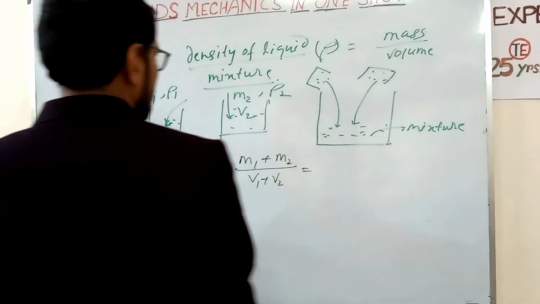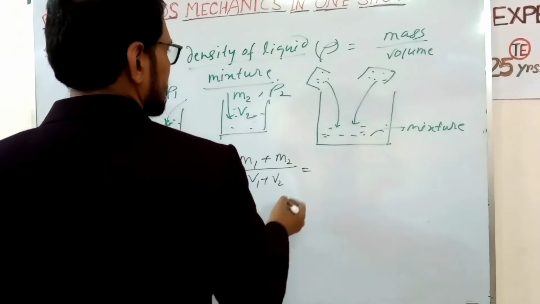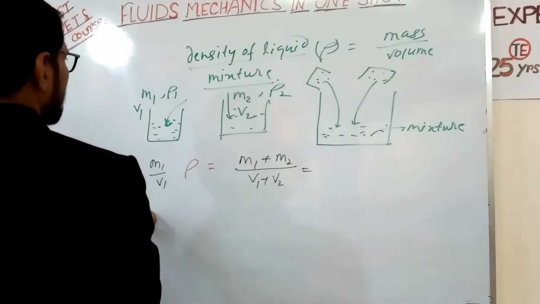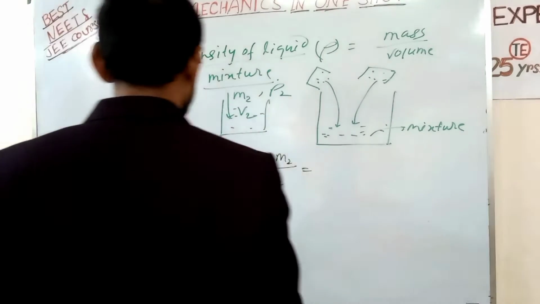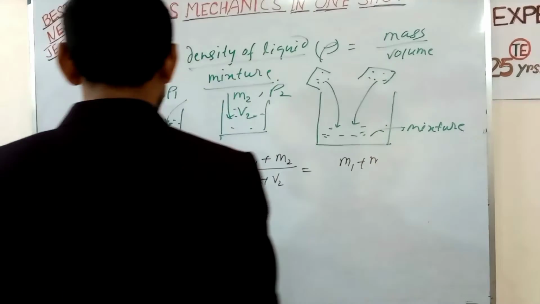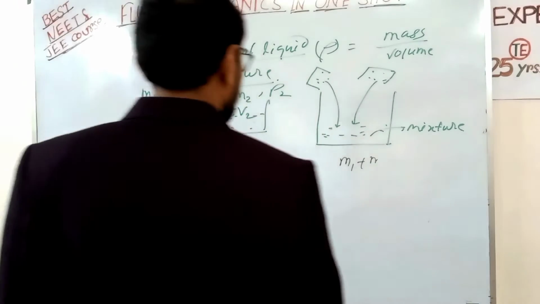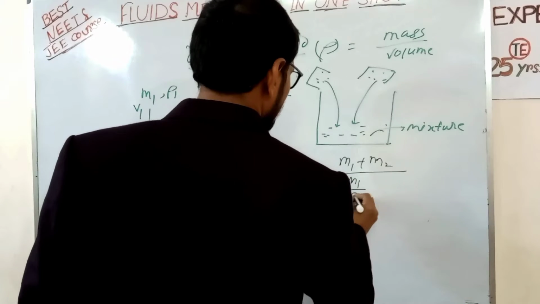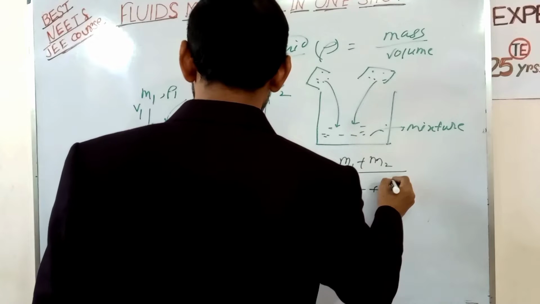Now we know density equals mass by volume, so v1 equals m1 by rho1, and v2 equals m2 by rho2. So the density is (m1 plus m2) divided by (m1 by rho1 plus m2 by rho2).